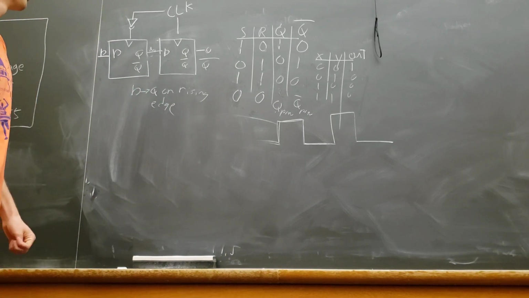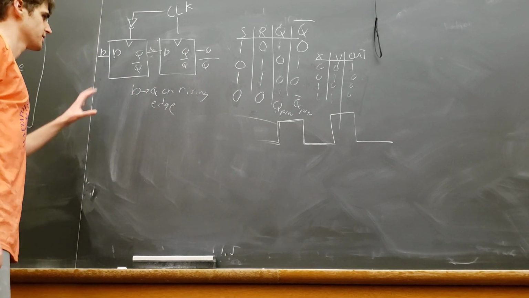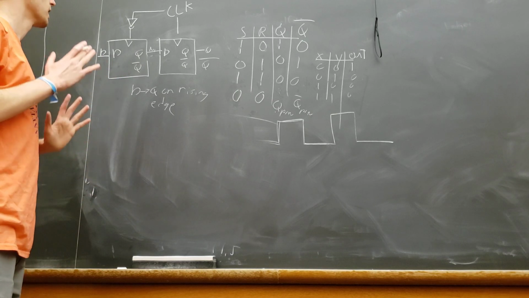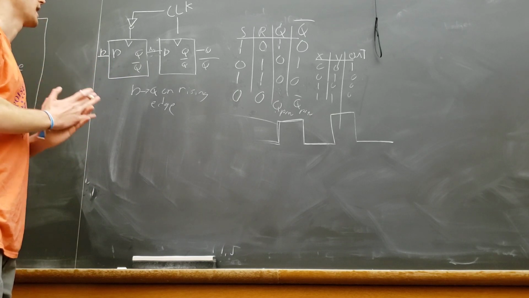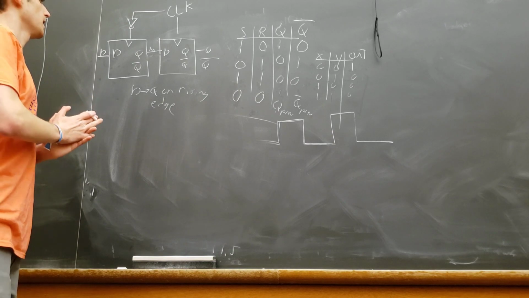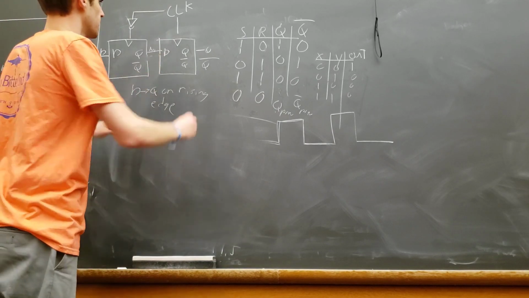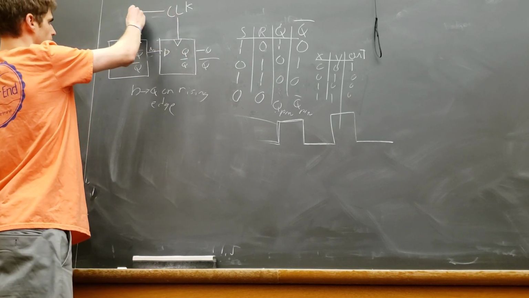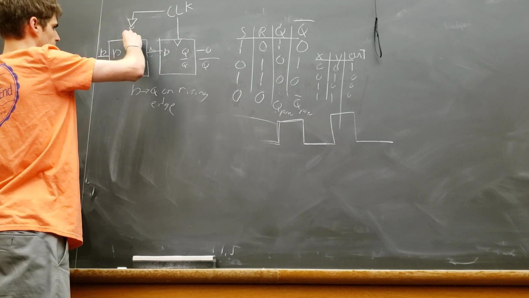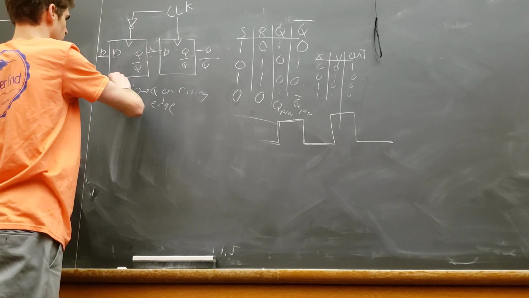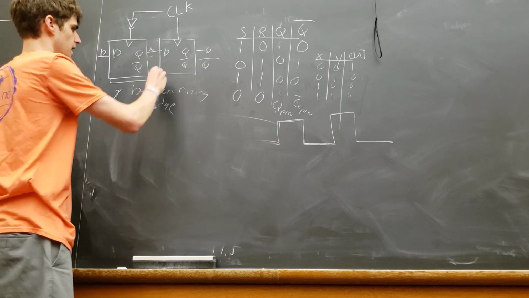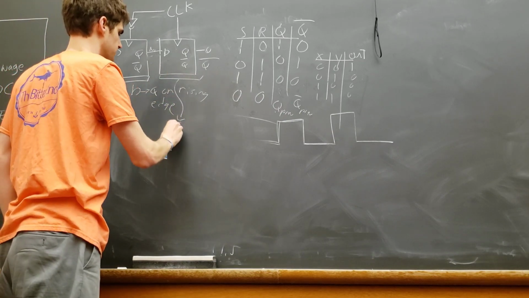So what is going on here? I've got these two D latches. This one is connected directly to the clock, and this one is connected through a NOT gate to the clock input. We normally call this one the master, and this one is called the slave.